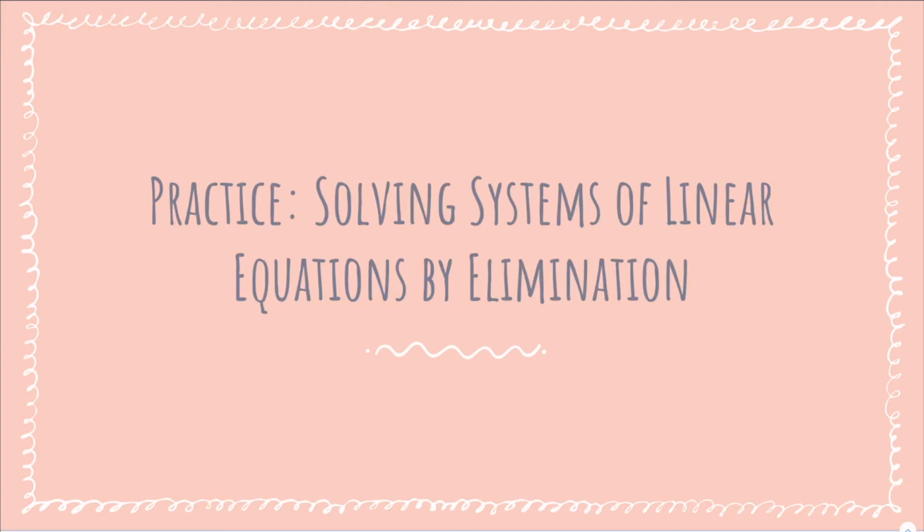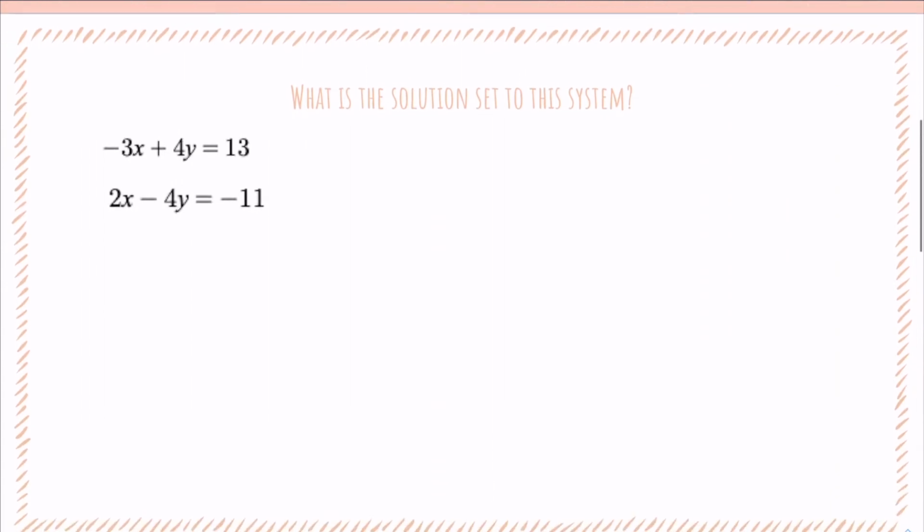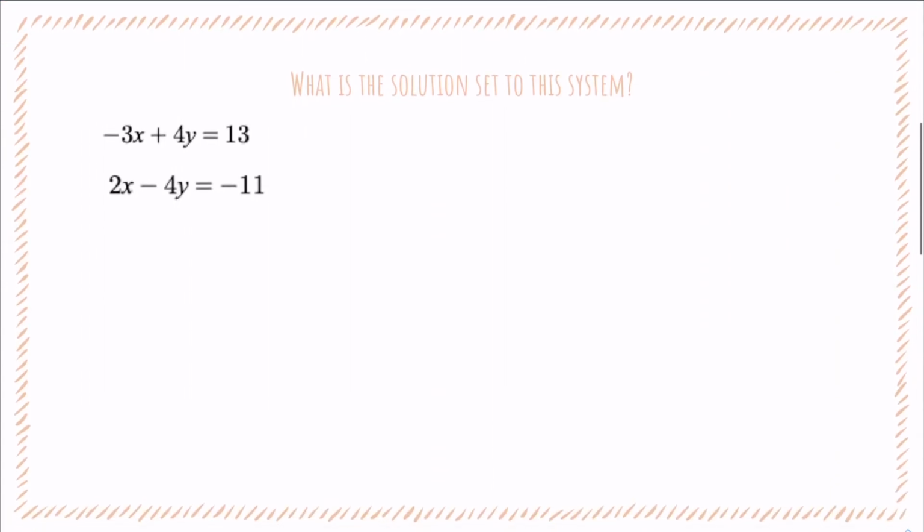Let's practice solving systems of linear equations by elimination. So when we're given a system and we're trying to find the solution and it has this setup, that means we're going to look for additive inverses, because if we have additive inverses, we can go ahead and begin the method of elimination. So additive inverses are those same terms, different signs.